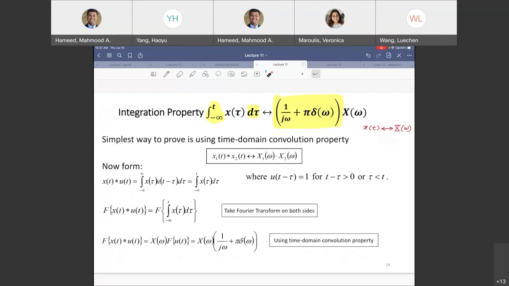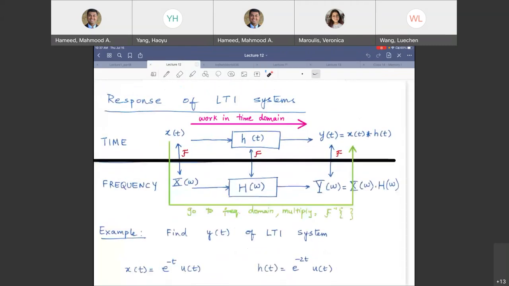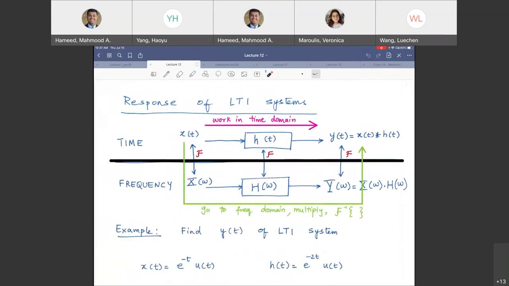All right, next, let us talk about a general idea, and the idea is related to the response of LTI systems. Here, I'm separating things out in two domains. The region above the black line is time domain, and below that is your frequency domain. You have an input that goes into a system with the impulse response h of t, and there is an output y of t.